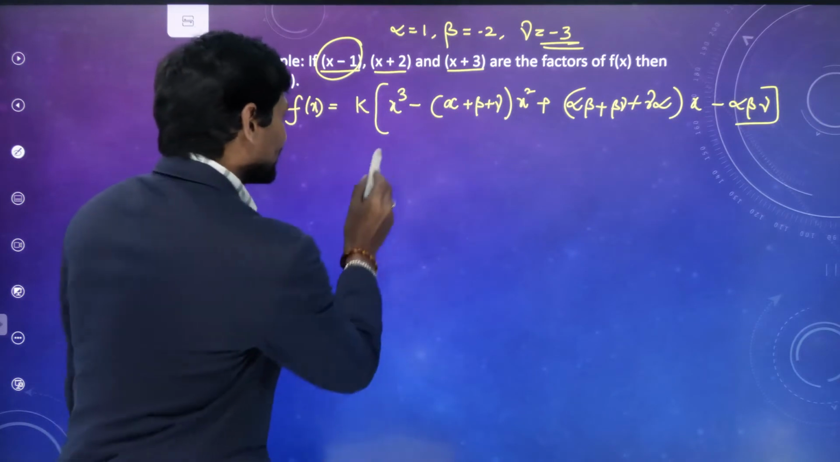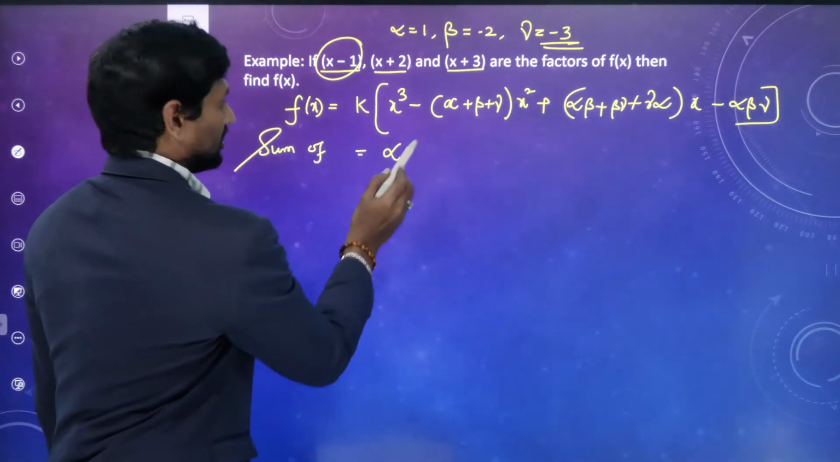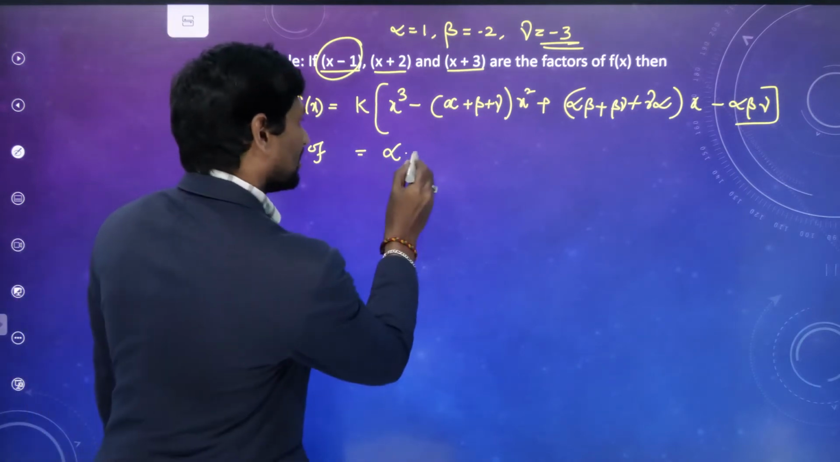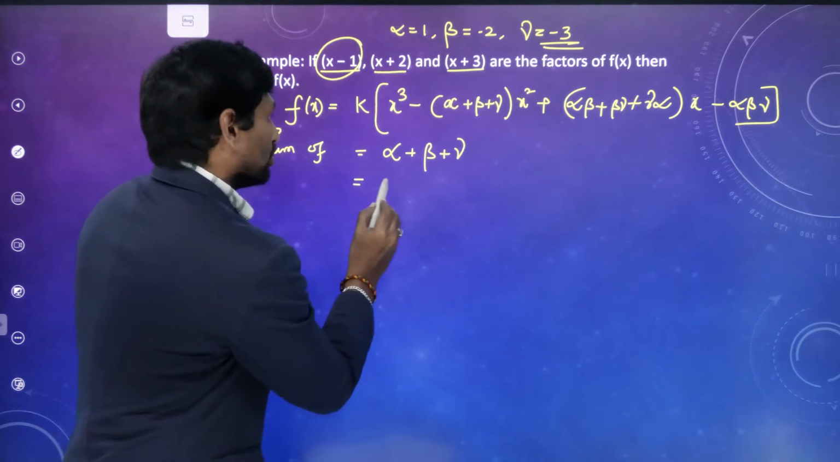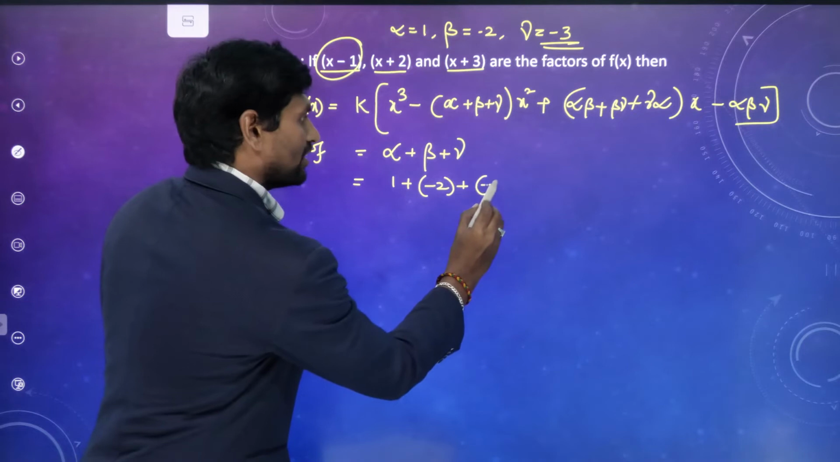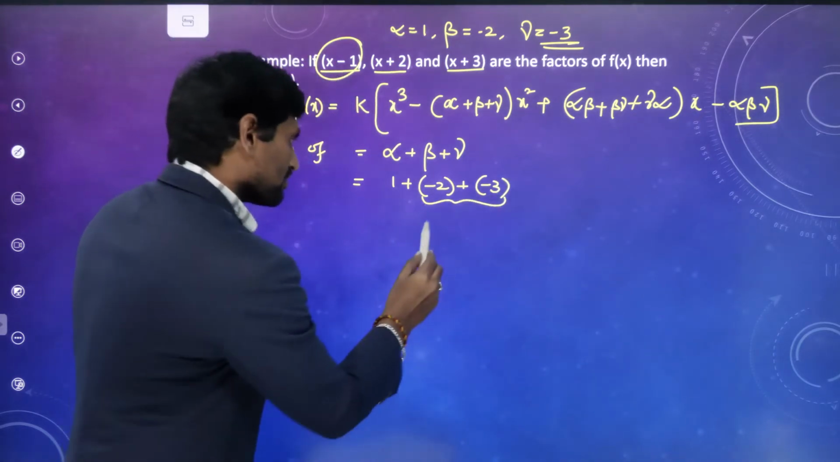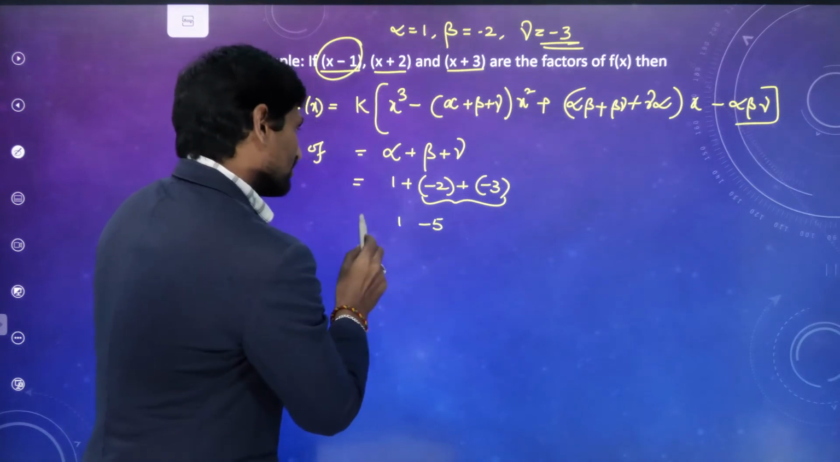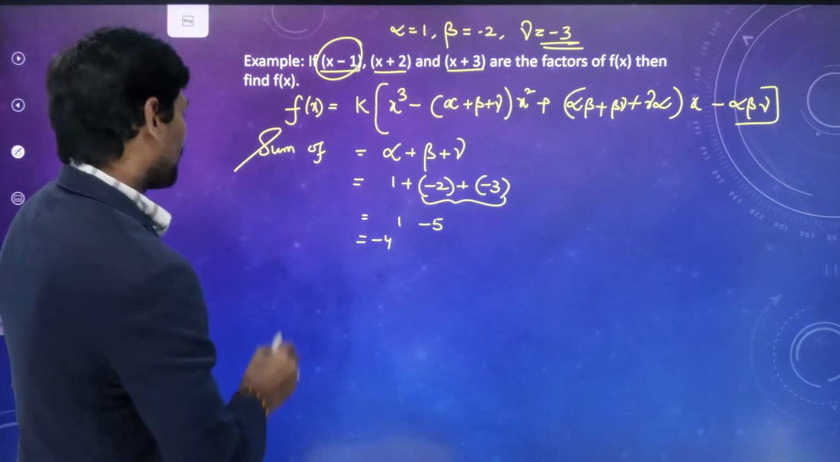Let us find the sum of roots. Sum of roots is nothing but alpha plus beta plus gamma. Add all of them. So alpha value 1, beta value minus 2, and gamma value minus 3. So add the negative integers 2 and 3, it becomes minus 5. Minus 5 plus 1 becomes minus 4. So the sum of roots is minus 4.